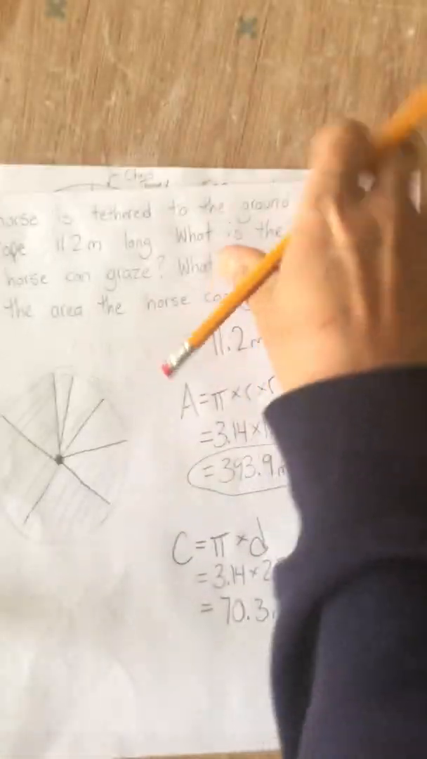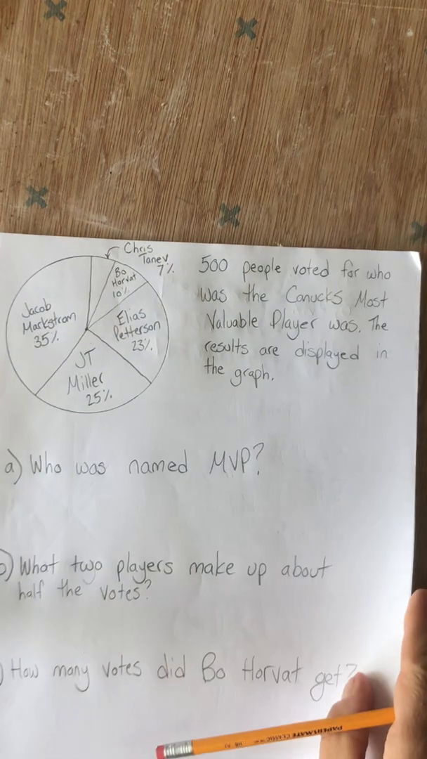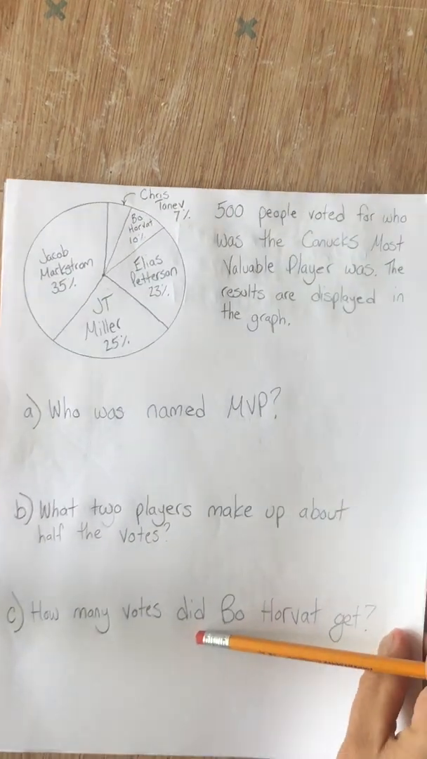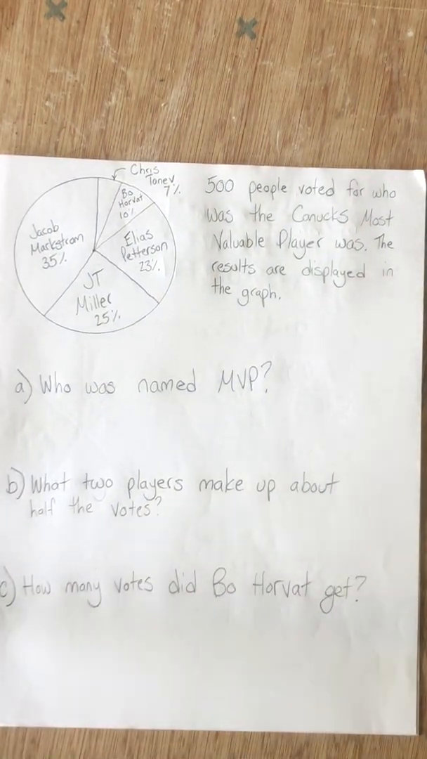Okay, now one last question here, looking at circle graphs. Looking at a Canucks question here. So 500 people voted for who was the Canucks' most valuable player. The results are displayed in the graph.